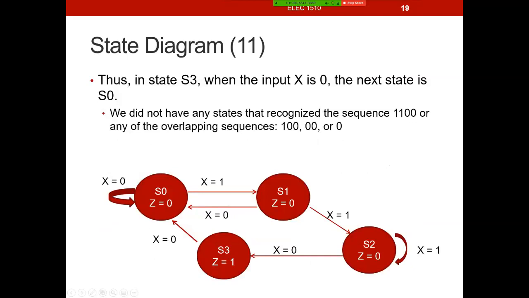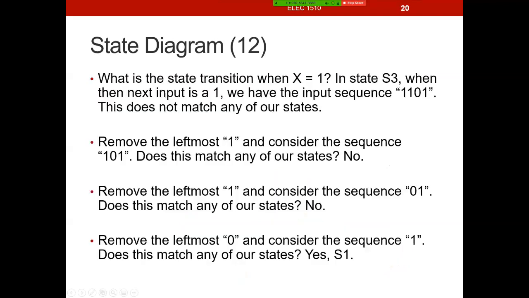So here we add this to our state diagram. We said here we're in state S3. When X is a 0, we're going to transition back to that initial state, because basically we're starting all over with our pattern to start recognizing the next sequence of 1, 1, 0.